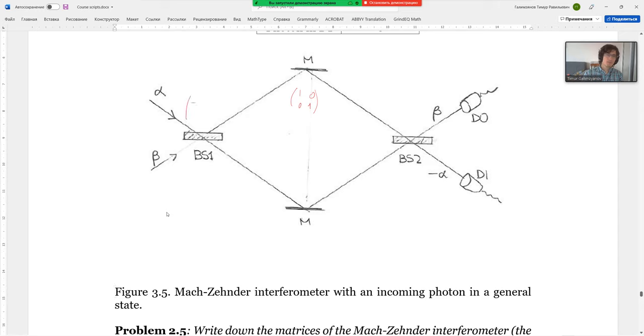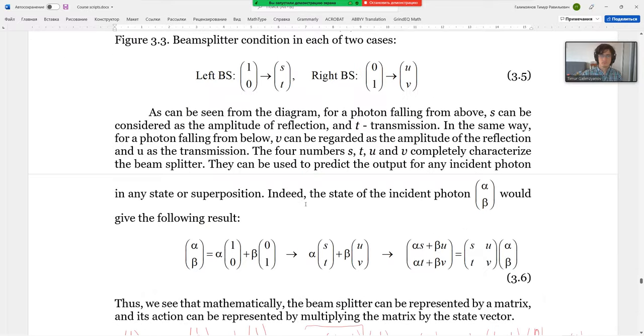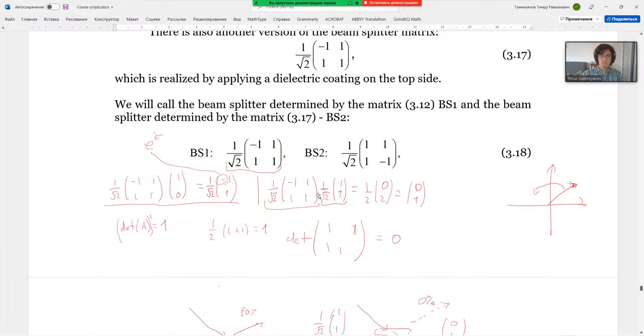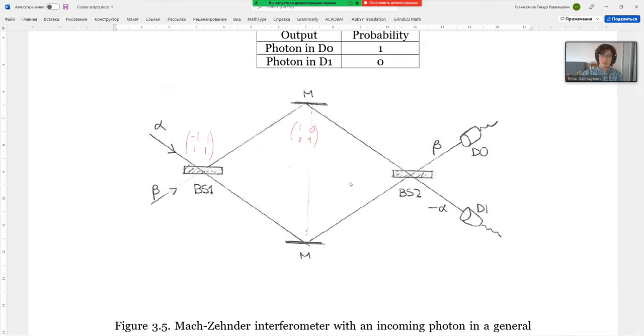Beam splitter 1, let's take it to be -1, 1, 1, 1. Beam splitter 2, okay, we can take either beam splitter 2 or beam splitter 1 as we wish. Let's take beam splitter 2. Sorry, beam splitter 2 has minus 1 at the right bottom corner: 1, 1, 1, minus 1.